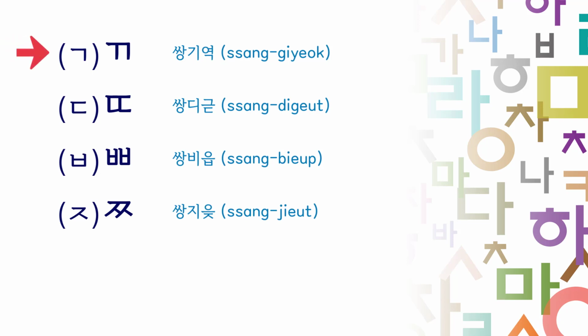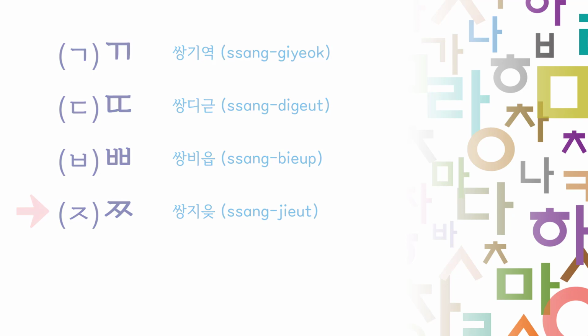Listen to each pair of consonants. 그, 끄, 그, 끄. 드, 뜨, 드, 뜨. 부, 빠, 부, 빠. 즈, 쯔, 즈, 쯔. Okay, so let's now move on and learn about 시옷 and 쌍시옷.